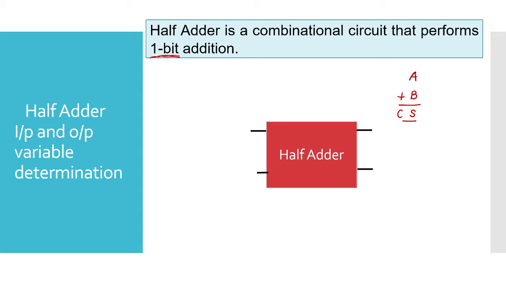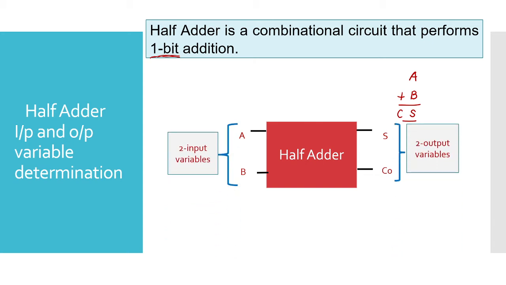So second step, as I said, you will label the terminals. Let's say I am taking the first input terminal as A, second input terminal as B, sum as S, and carry out as CO. So these are the names I am taking for designing. These are the two input variables and two output variables.